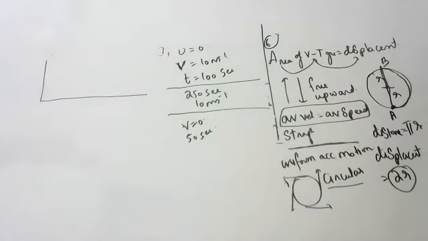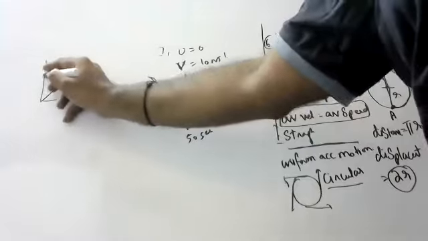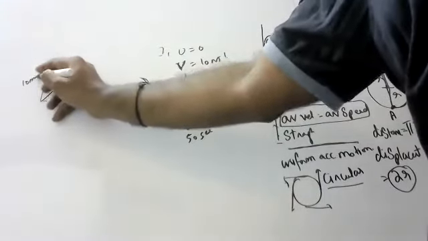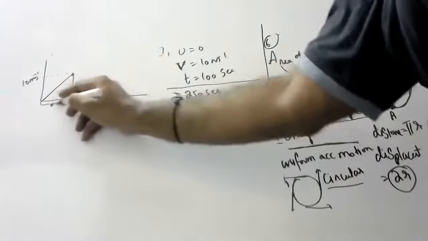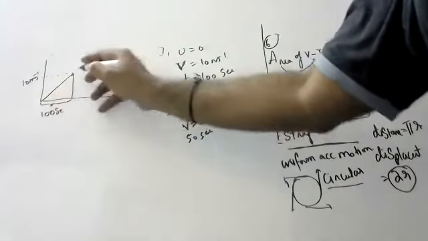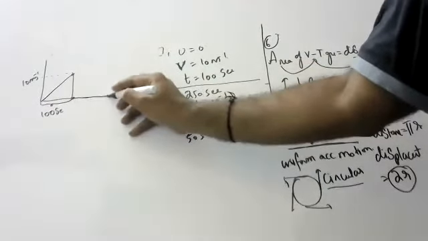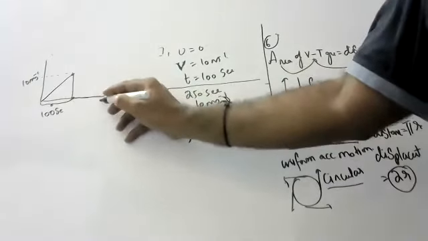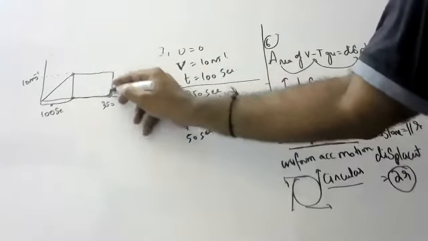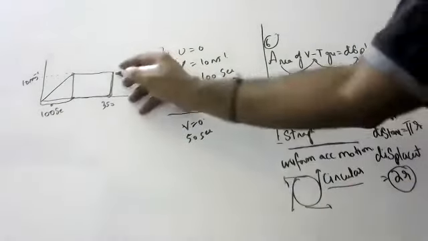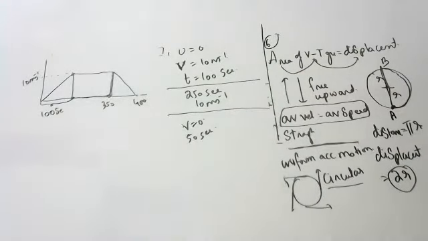Okay, children, what is the question? The train picks up a speed of 10 meters per second in 100 seconds. Then for the next 250 seconds, 100 plus 250 is 350, it goes with the same speed. In the next 50 seconds it comes to rest. This is the graph, children.